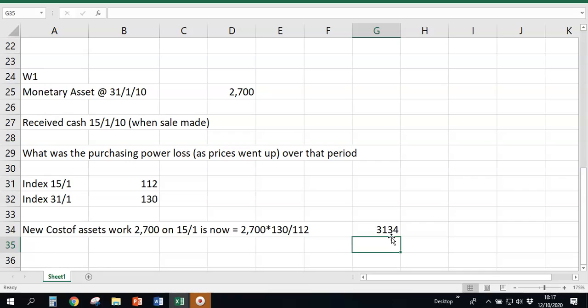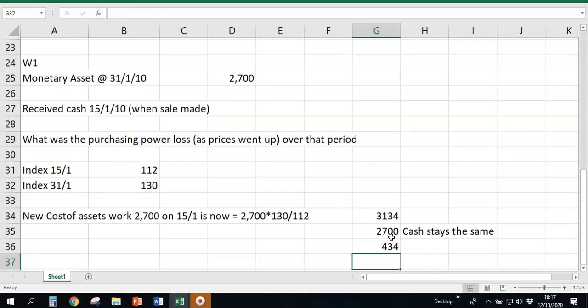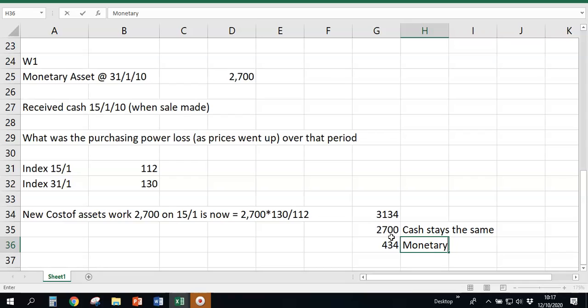So now that asset that would have cost 27 would now cost 3134. My cash stays the same. It's still worth 27. So that means I am short 434. That is a monetary loss, or loss in purchasing power. Because we maintain the same cash flows, the 27, even though the price of assets in general are going up, it means we're losing out. And we have 434 less in purchasing power than we did 16 days ago.